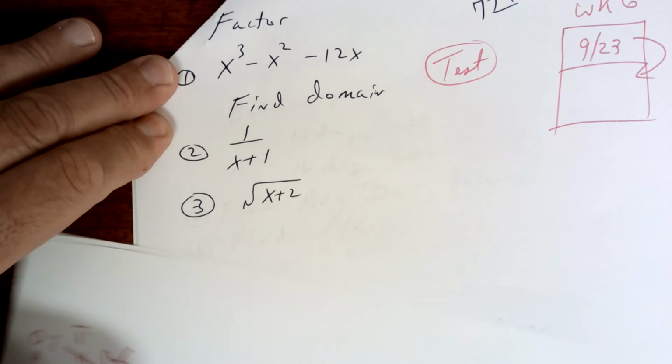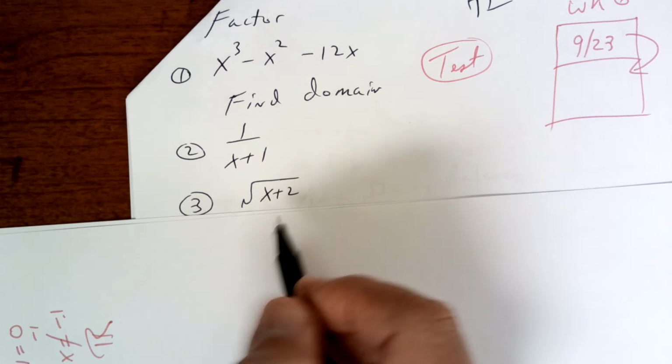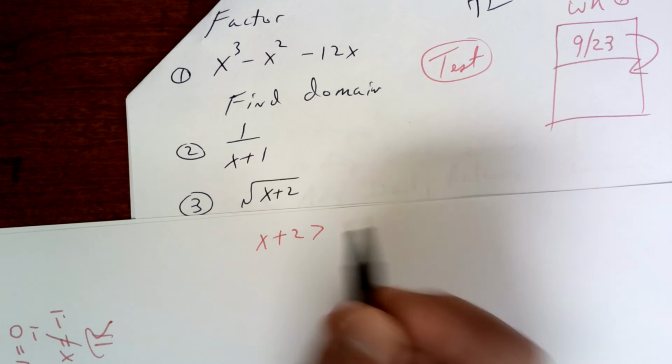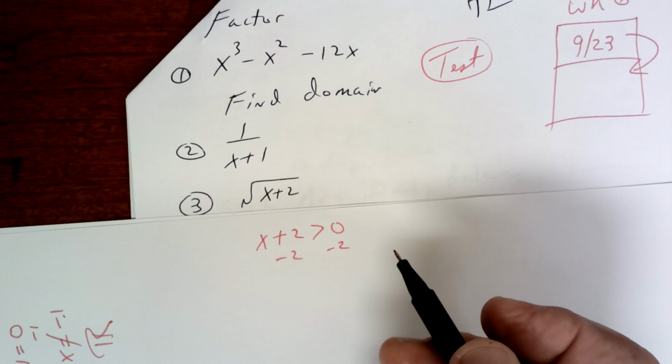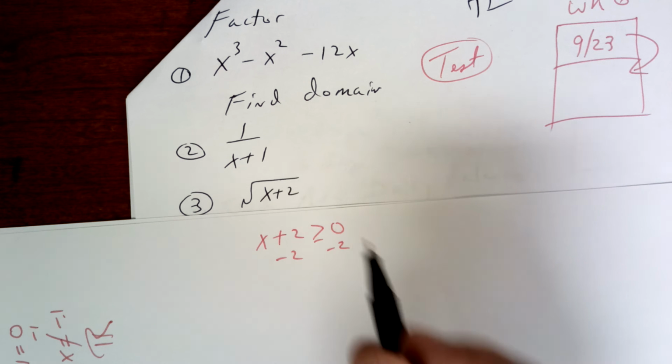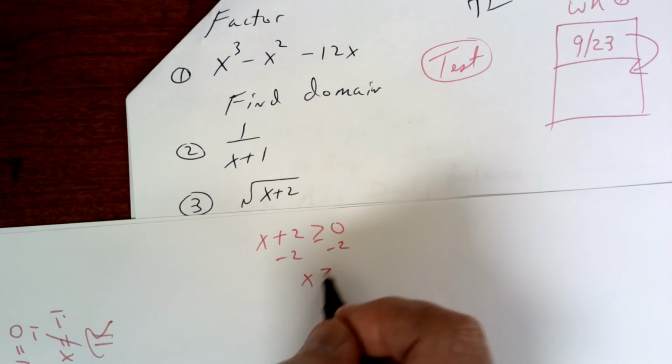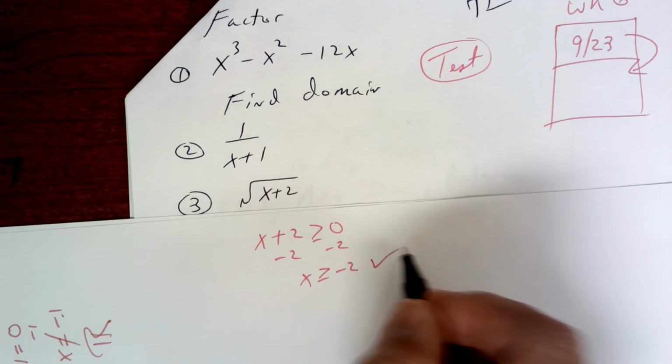This one right here, you don't want a negative. So you want x plus 2 to be bigger than 0. So you want to subtract 2. Bigger than or equal to. So we're going to say x is greater than or equal to negative 2. And that is your domain.